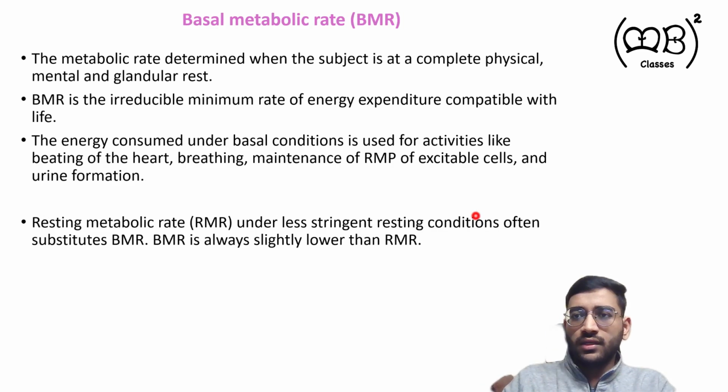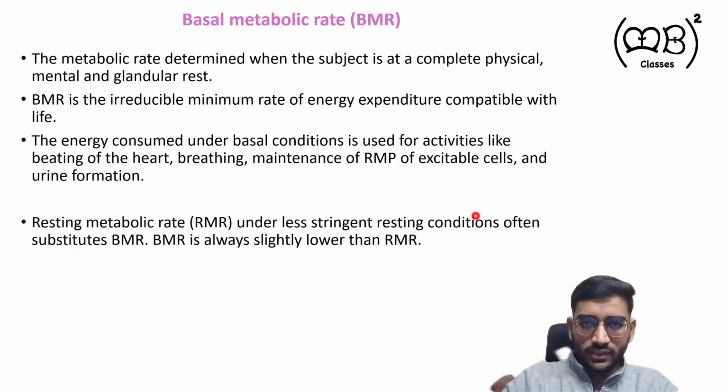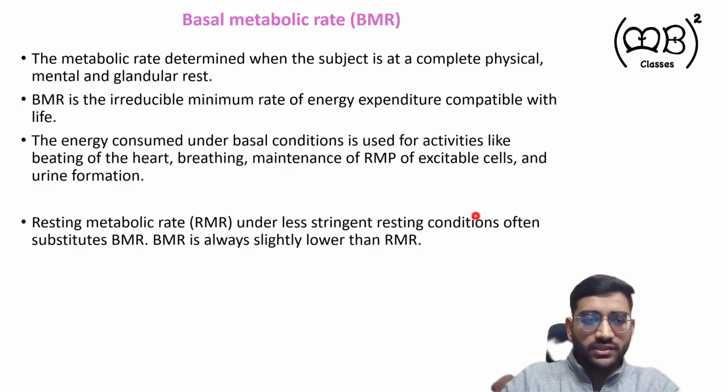So now we go into the most important and most significant portion of your total daily energy expenditure, which is the basal metabolic rate. The basal metabolic rate is determined when the subject is at complete physical, mental, and glandular rest. So if an individual is at rest, where is the energy being utilized? The energy is being consumed for the basal activities, for the vital functions like beating of the heart, respiration, maintenance of the resting membrane potential of the excitable cells, urine formation, and all the other activities which are happening in the organs.